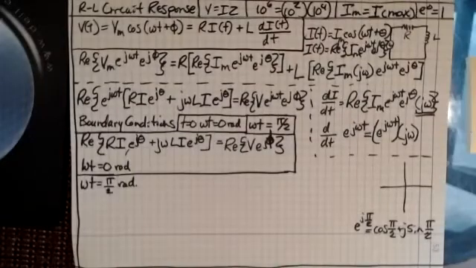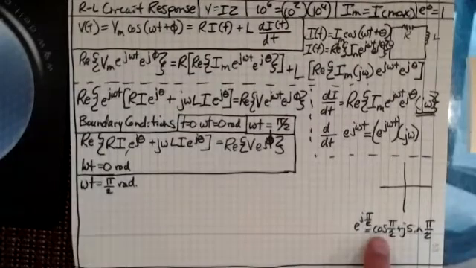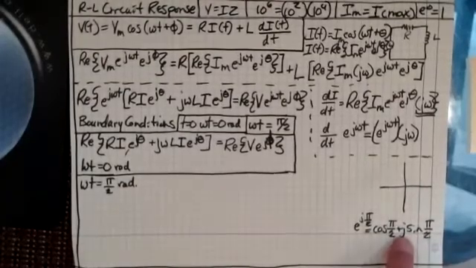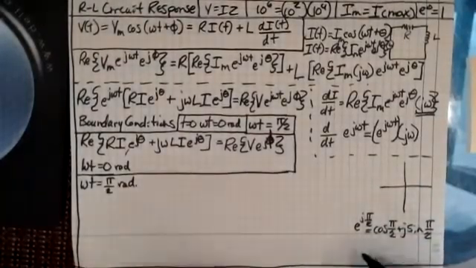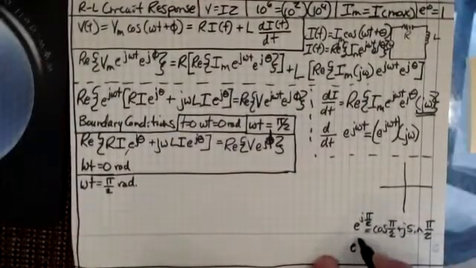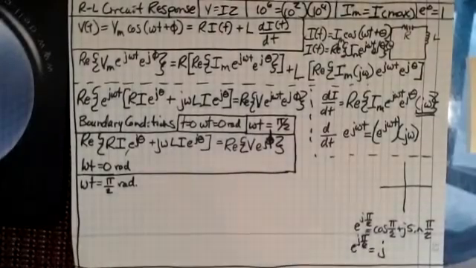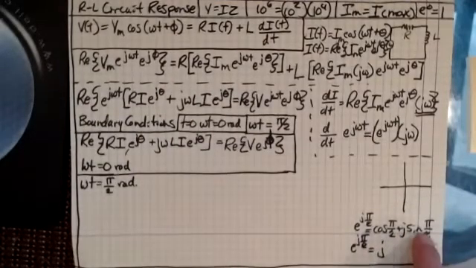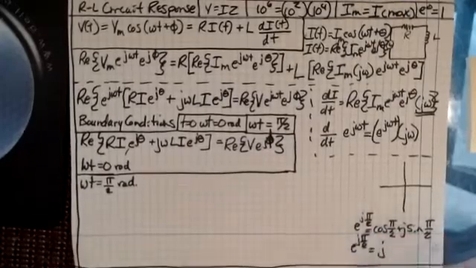Now, let's think about pi over 2. Pi over 2 is 90 degrees, right? So the cosine of pi over 2 is going to be 0, and the sine of pi over 2 is 1. 1 times j is j. So e to the j pi over 2 equals j, doesn't it? Does everyone see that? 0 plus j times 1 just gives me j.